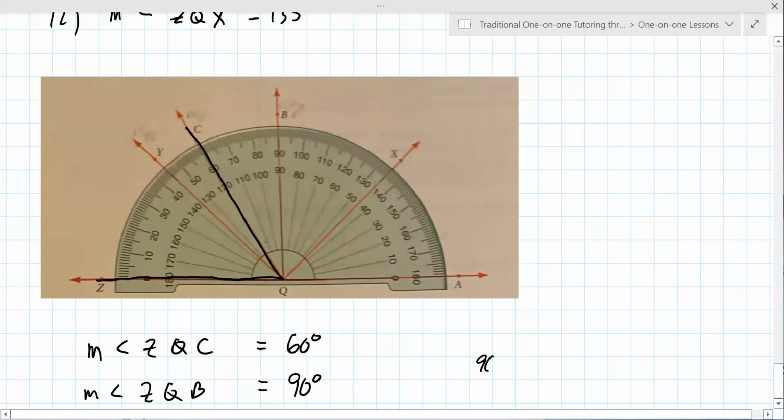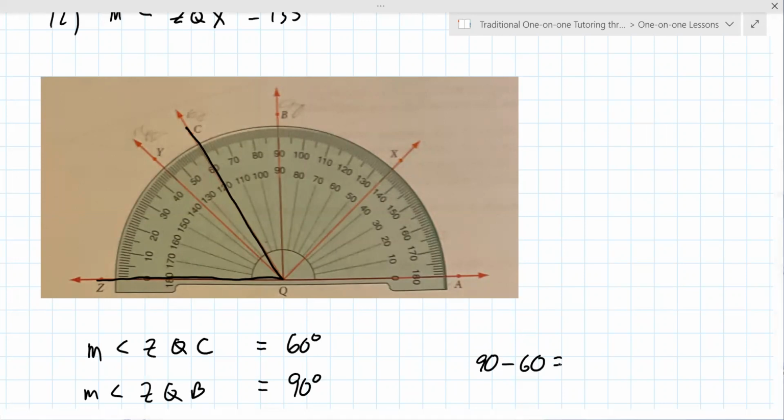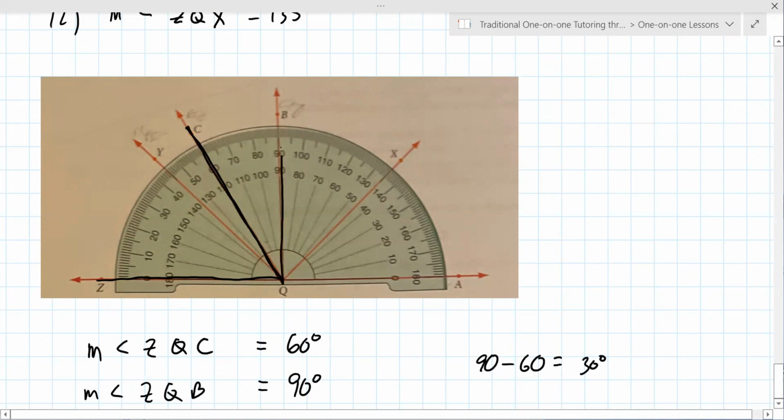Now, how much is in between those two? What is 90 minus 60? That right there is 30 degrees. So notice that the angle between them is 30 degrees. So what is the angle measure of CQB? We know that this first one is 60, and if you go all the way, it's 90. So what is the angle measure between there? What is this little bit?